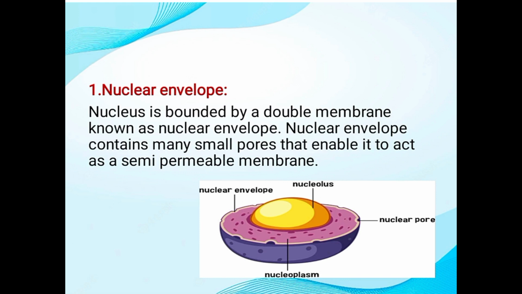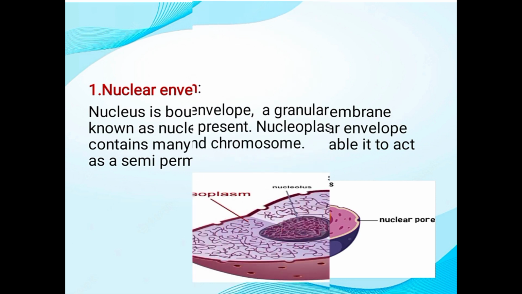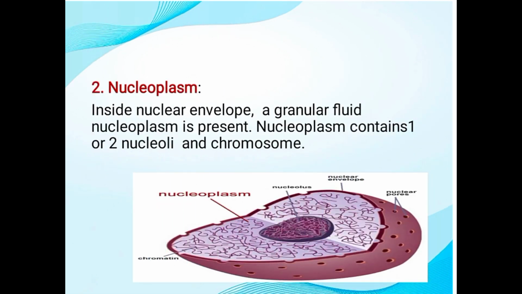As for the nuclear envelope, the nucleus is bounded by a double membrane known as the nuclear envelope. This envelope contains many small pores that function as a semi-permeable membrane. On the second number, there is nucleoplasm. Inside the nuclear envelope, a granular fluid, nucleoplasm, is present. It contains one or two nucleoli and chromosomes.